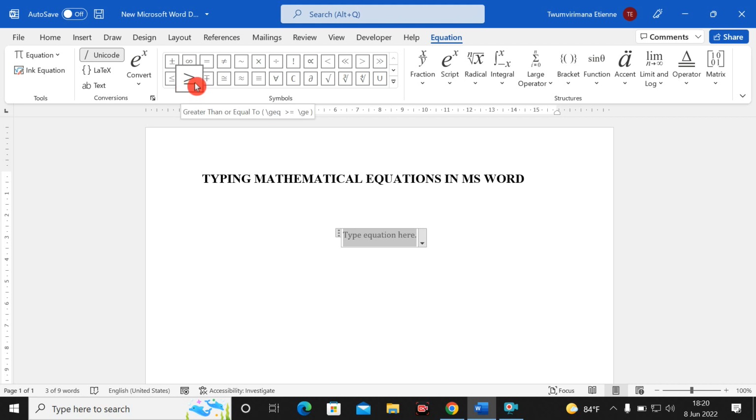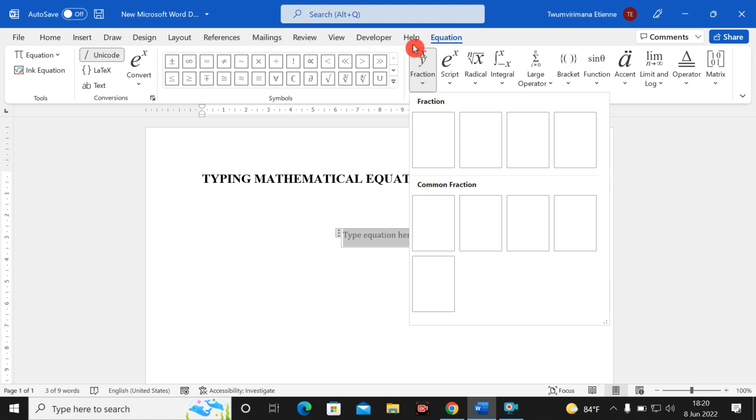Once you are going to type mathematical equations, here there is now the Equation tab. Here we have Fraction. We use this fraction x over y when we want to type fractions. And here there is Stacked Fraction, and next you have Skewed Fraction. You can format your fraction the way you want it to look. And here we have Linear Fraction and Small Fraction, and here we have some common fractions.